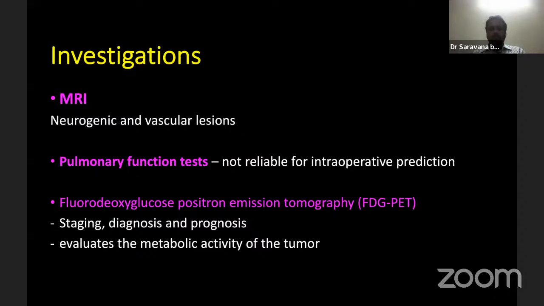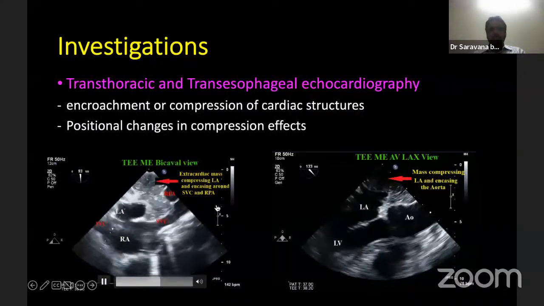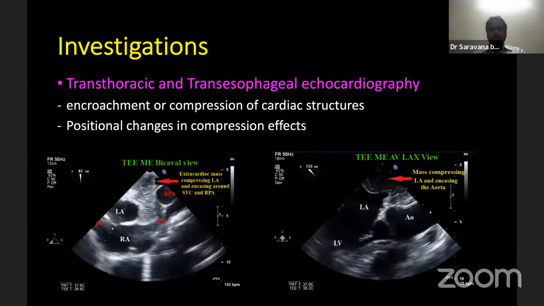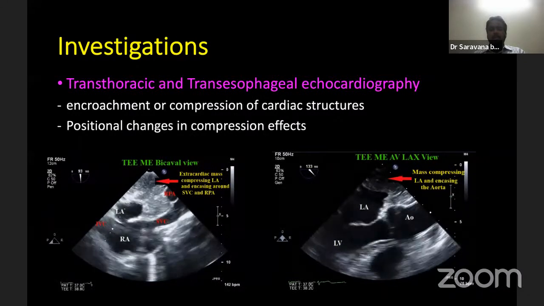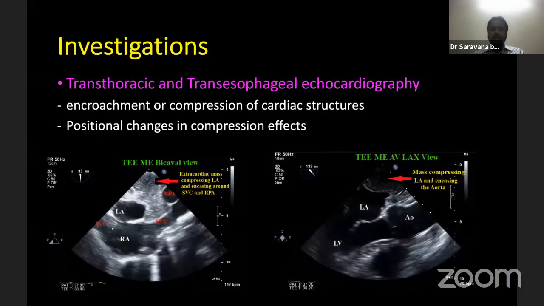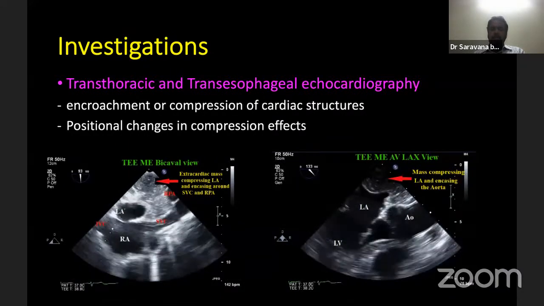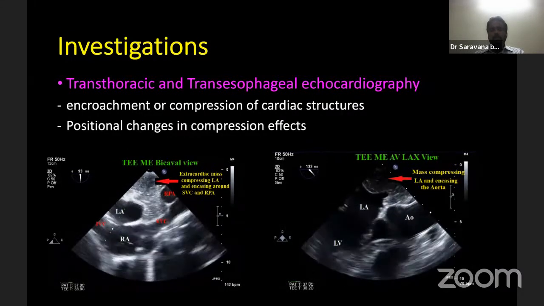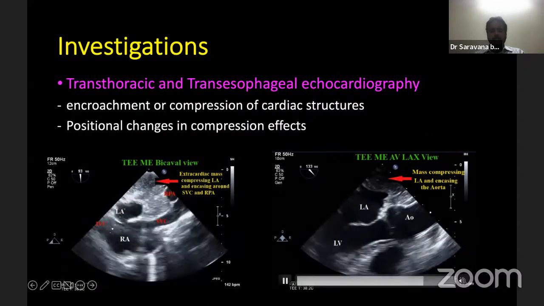This will make it easier for us for the perioperative anesthesia. The other investigation is transthoracic and transesophageal echocardiography. This is usually done when the tumor is causing some vascular obstructive signs and symptoms. It gives clear detail on whether the tumor is encroaching on or compressing the cardiac structures. We can also position the patient and see whether the compressive effect on the vascular structures is relieved with the lateral position or sitting up position or whatever it is. So it is mainly for tumors which are very adjacent to the cardiac structures as well as the great vessels.